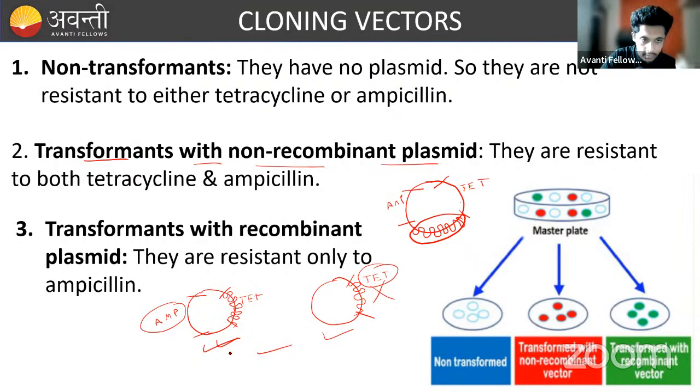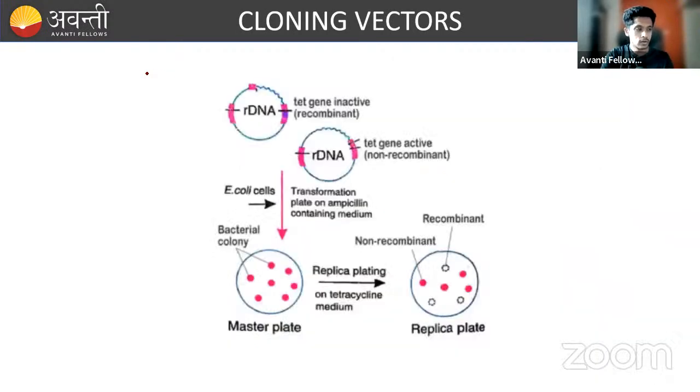And here, the ones which can grow only on one media, that is ampicillin media, not the tetracycline media, are called transformants with recombinant plasmid. Understood? And non-transformant cells are the ones which do not have any vector at all, which have not taken any vector at all. So these are the three types of cells we get through insertional inactivation. Remember that.